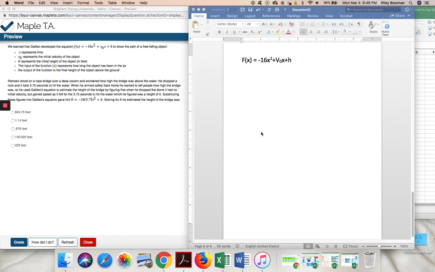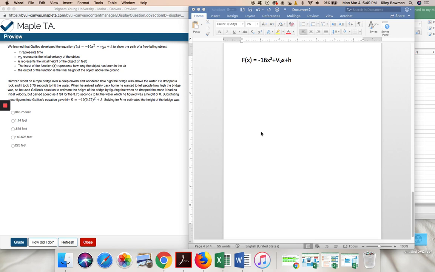X represents the time. V naught represents the initial velocity, or the velocity at time zero. That's why the naught is there, or zero. H represents the initial height of the object in feet, so where you're standing, the initial height at the very beginning, again when time is zero. And the input of the function is x, which we already know is time, which was given to us in the first one. So that was nice to repeat it. It represents how long the object has been in the air, or time. And the last one is the output of the function, the final height of the object above the ground.